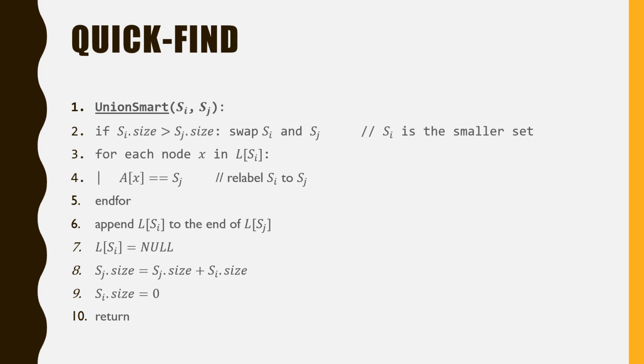In line 2, we compare the sizes of Si and Sj and ensure Si is the smaller set by swapping them if necessary. In lines 3 to 5, we relabel each element contained in Si to belong to Sj. In line 6, we append the list of elements from the bucket L[Si] to bucket L[Sj]. In lines 8 to 9, we update the sizes of Si and Sj accordingly.